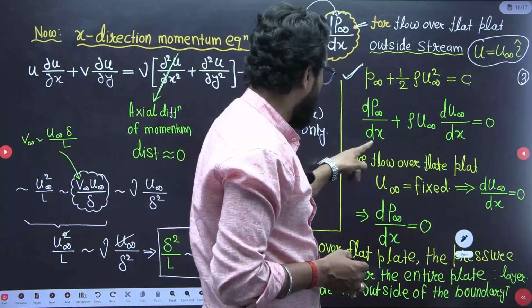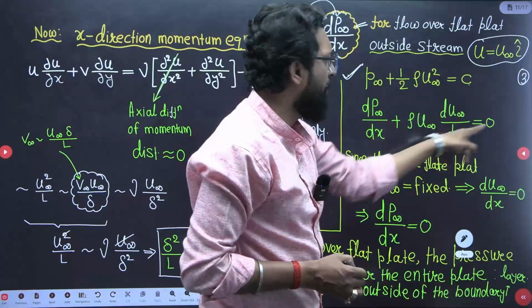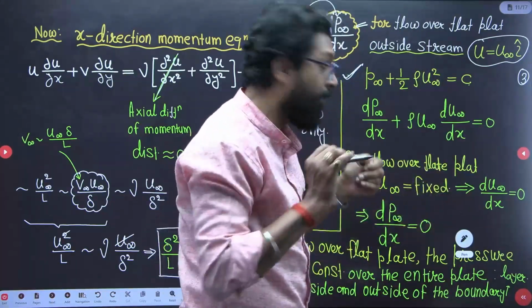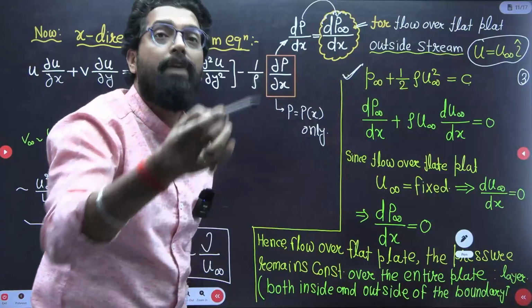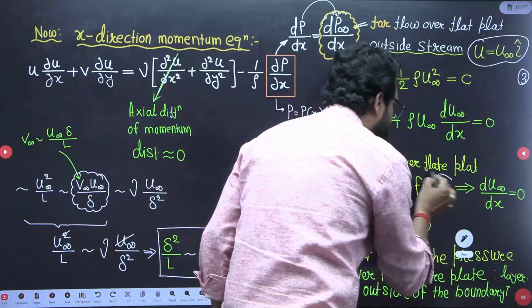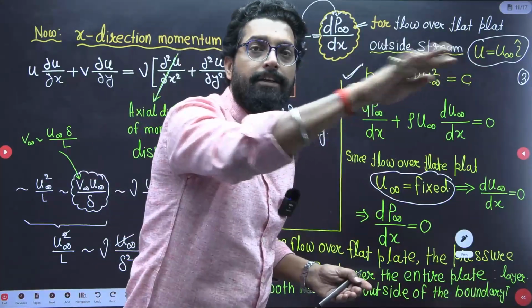d(ρ u∞)/dx + ρ u∞ ∂u/∂x = 0, constant of integration 0. Now, my dear, since we are analyzing the flow over a flat plate, the velocity is fixed. Why? Because the streamline is a straight line.